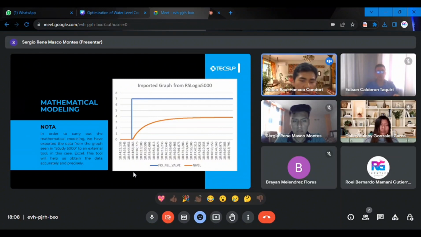The parameters for the transfer function are obtained from Studio 5000. In this case, this graph is very similar in comparison. The next graph is in MATLAB. Next, please.